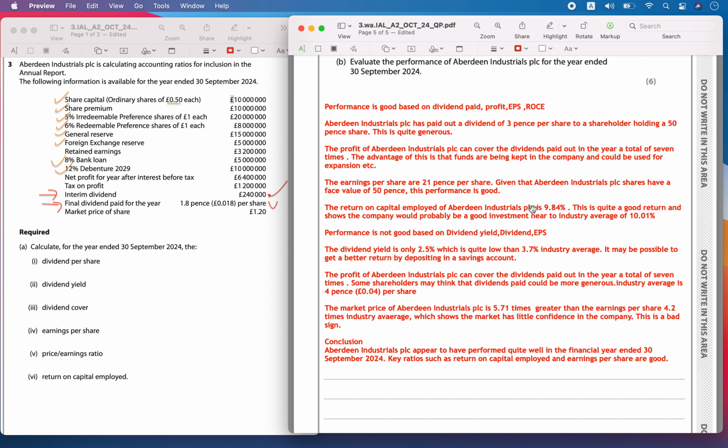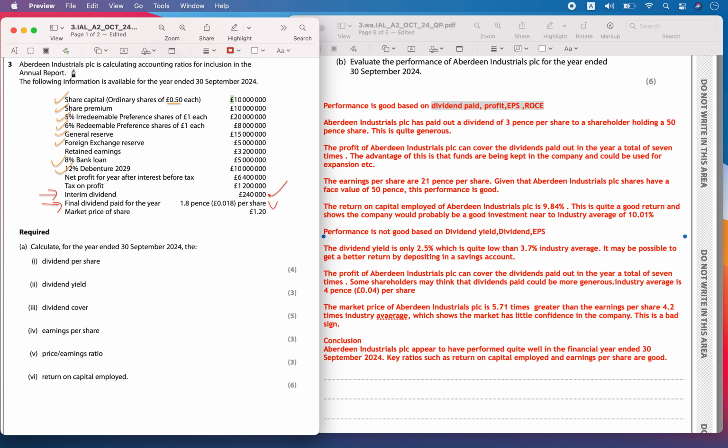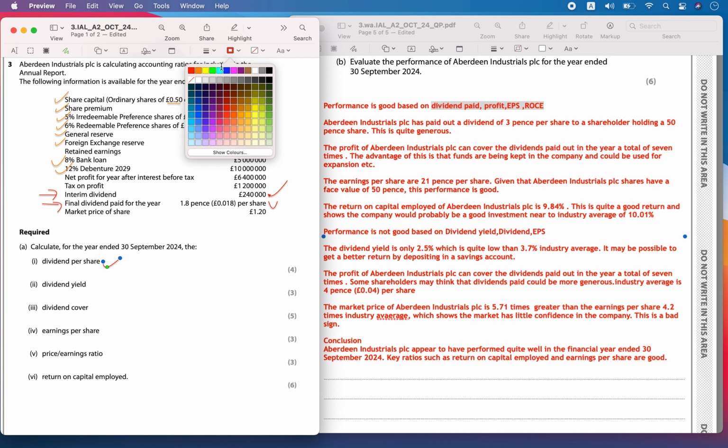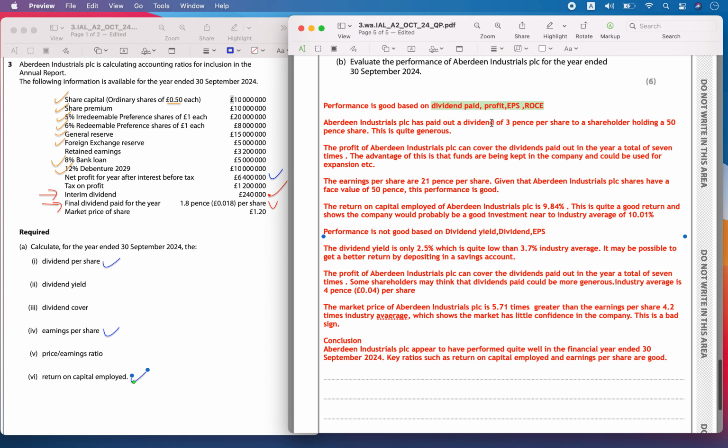So after calculating this, we will try to understand how the performance of the company is, whether it is good or not. It is good based on some of the ratios we had calculated, like the dividend paid per share, the profit that was generated, then EPS, earnings per share, and ROCE. All these factors were very good for the performance.